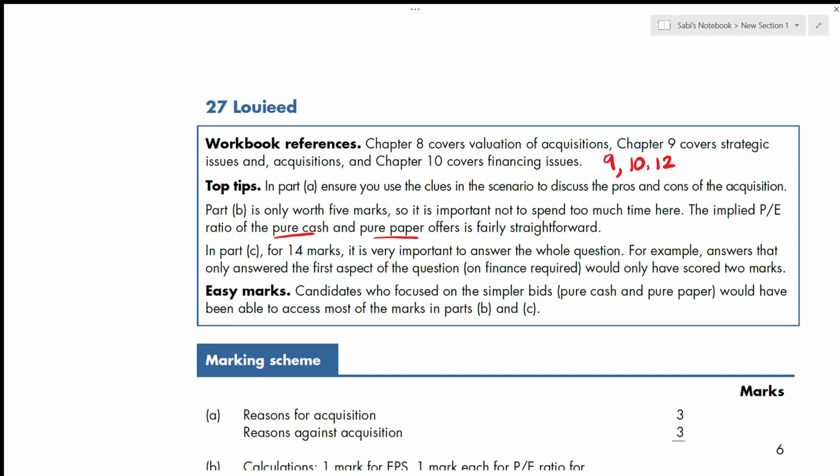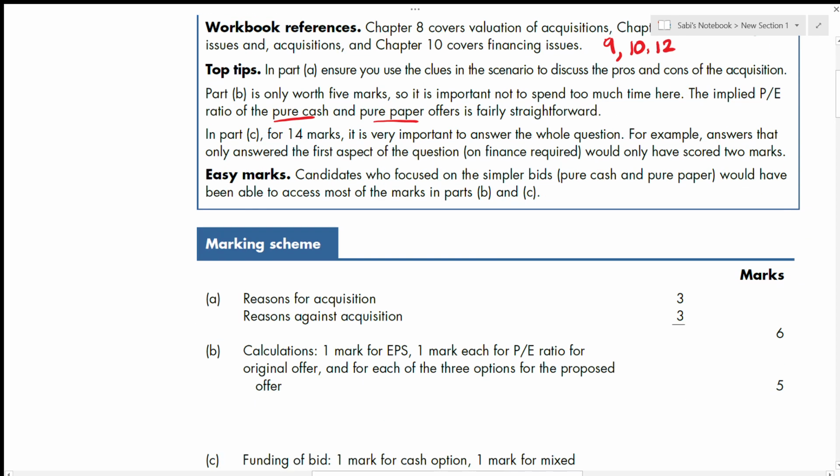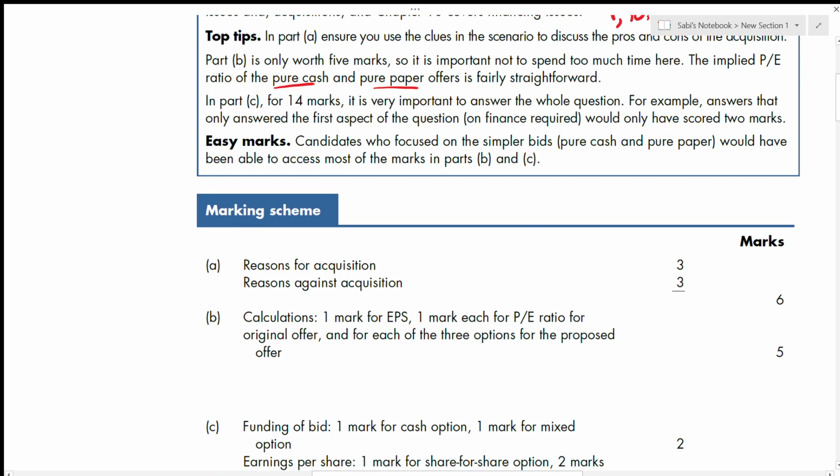Now let's see how the marking scheme is. Reasons for acquisition, part B, it's 5 marks. So 1 mark for EPS, 1 mark for PE ratio. Now you'll be thinking, why EPS? Because the question originally asked you for PE ratio. That is because you need EPS. Without EPS, you cannot calculate PE ratio. I will tell you why when I start doing the calculations. I will tell you why you need EPS before you calculate PE ratio. You need EPS first. Otherwise, you cannot calculate PE ratio.